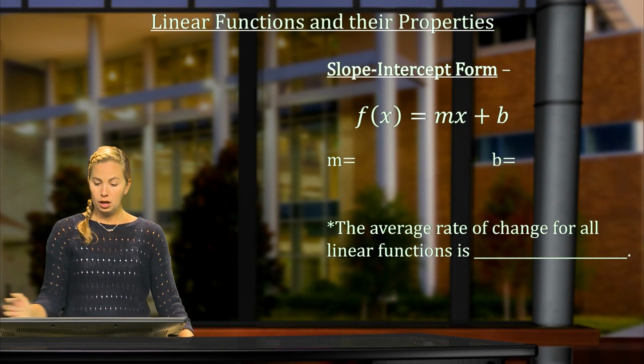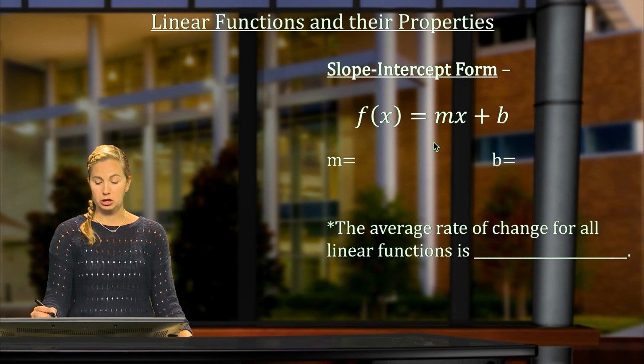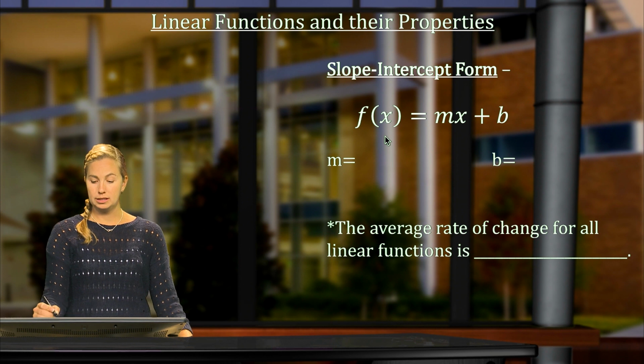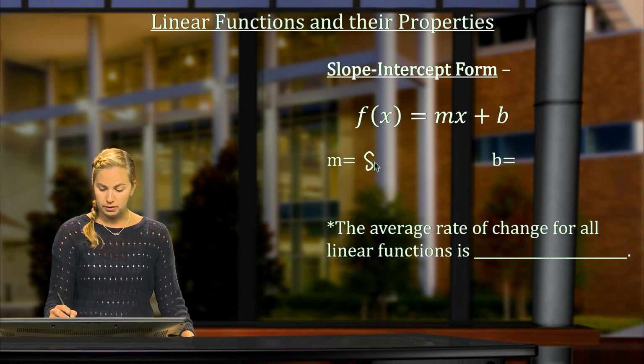Welcome back, guys. After the last two lessons, we've been introducing functions and looking at the graphs of functions, and now we're going to investigate one family of functions, the linear functions. We're very familiar with linear equations and linear functions, but let's investigate some more of their characteristics. So our slope-intercept form, as we are used to, is f of x equals mx plus b, where m is our slope and b is our y-intercept.